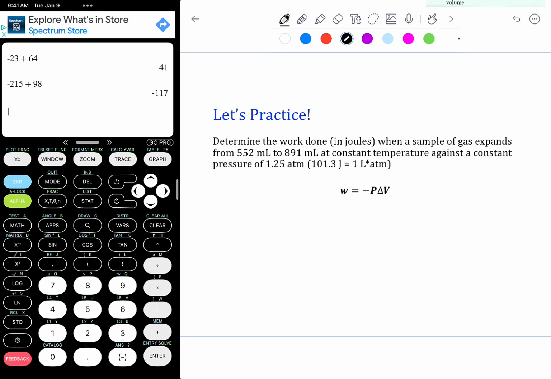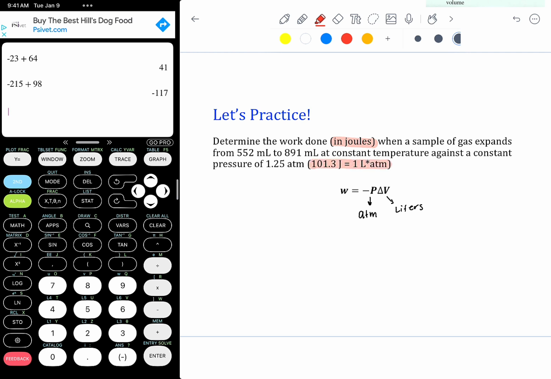An important note here is that we want our answer for work to be in joules. As we discussed in our previous lessons, the work unit relates to energy, and the energy unit is joules. But what we're given here is pressure in atm and change in volume in liters, or in this case, milliliters. So we need a conversion factor to go between a pressure volume unit and a work energy unit. That's what this conversion factor is down here.